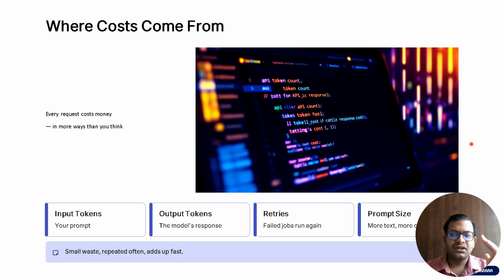Let's break this down. When you call your AI model, you pay for two things. First is your input tokens, which is your prompt, and second is your output tokens, which is the model response. Now, here's where things start to get dangerous. If your prompts are too long, your cost increases. If your responses are too large, your cost will increase. And if your system retries requests, you are paying for the same job again. So your biggest cost problem is not one request. It's inefficient requests happening repeatedly.